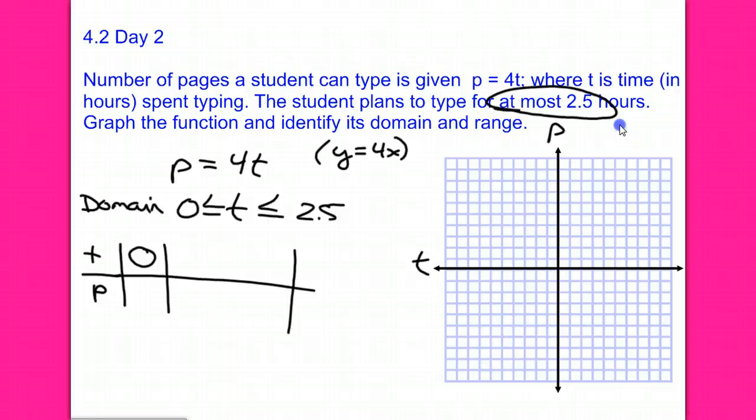The highest number of hours is 2.5. And now we could choose a couple of other values in between, right? What is greater than 0, less than 2.5 that you would like to input here? Bailey, give me something. What do you think?